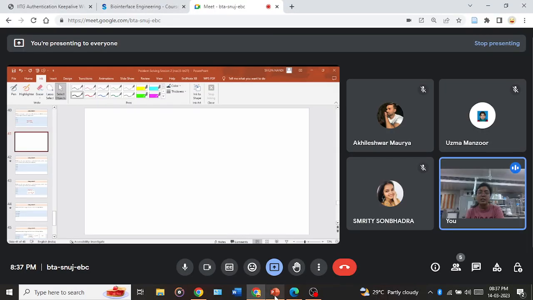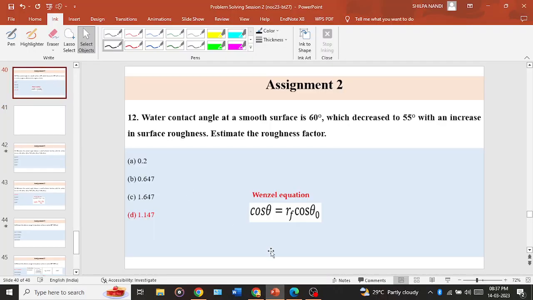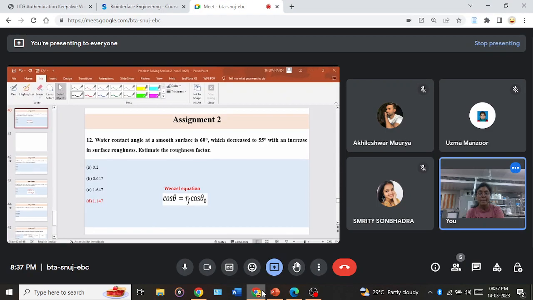Is the question clear to you? Cos theta is equal to RF cos theta naught. You have to just apply the true contact angle value and you may get the roughness factor. The initial and the true contact angle value you have to put.